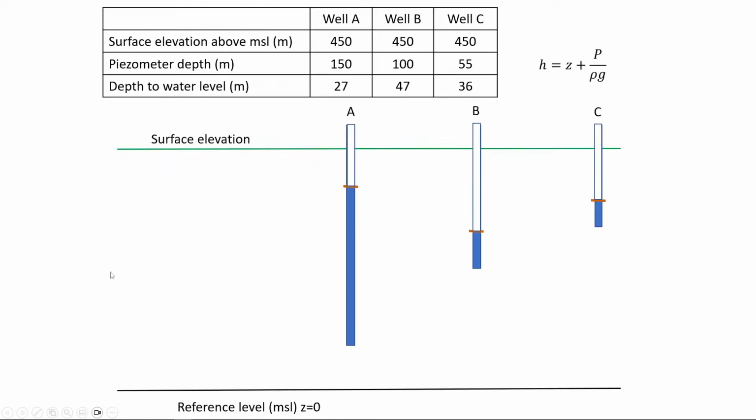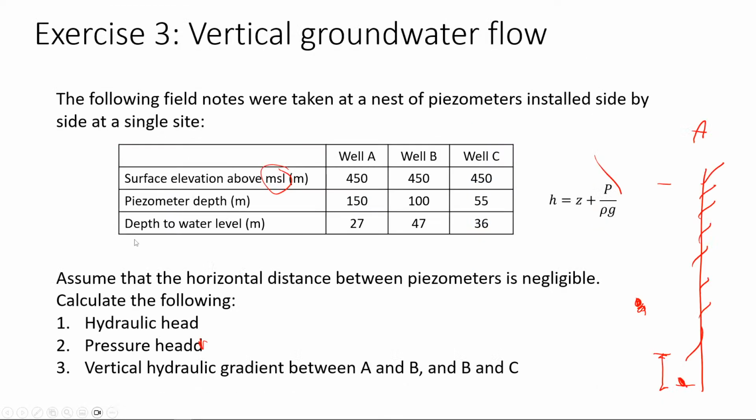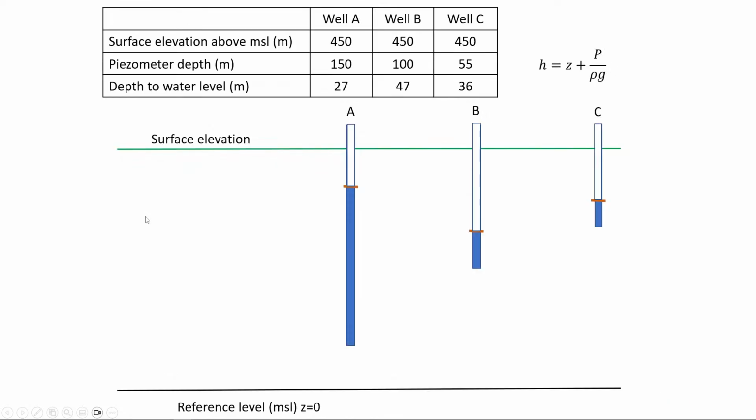Okay, it doesn't matter. And the vertical hydraulic gradient between them. So let's plot them. I think if we plotted them, things will be clear. So let's plot the information that we have. That's the reference, where I put mean sea level, where Z is 0.